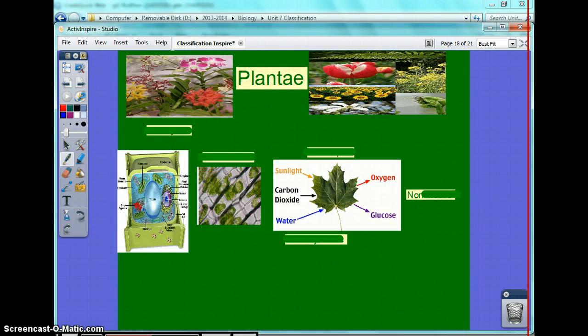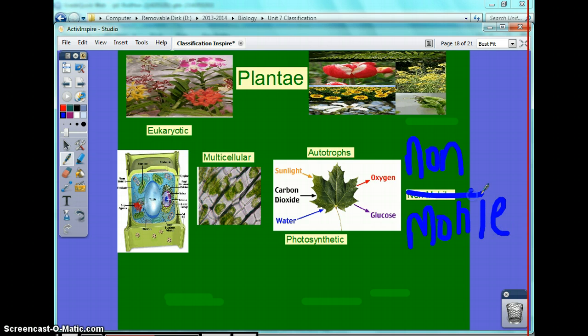Plants. My plant kingdom, cellular condition, nuclear condition. Eukaryotic. Single or multi? Multicellular. Auto or hetero? Auto. What's the process called? Photosynthesis. And can they move? No. And of course, there goes that word. No, they can't. They respond to stimuli. That's not really considered a moving organism or a motile organism. It's a response. They respond to light. They respond to touch. They respond to water.